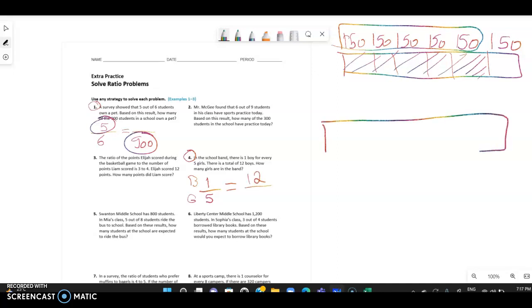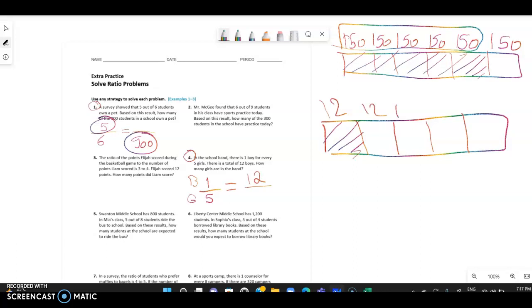I will draw a bar diagram and I will divide it into 1, 2, 3, 4, 5. And I will shade 1 to show the ratio of 1 over 5. This 12 is referring to the 1, so this part, the only part I have here, equals 12.